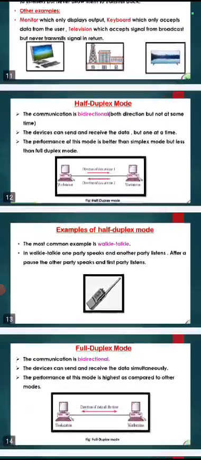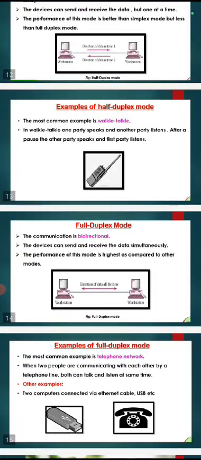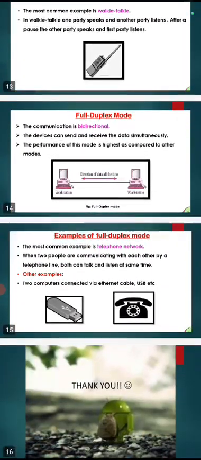Next is half duplex. The communication is bidirectional, that is in both directions but not at the same time. So the device can send and receive data but not at the same time. The performance of this mode is better than simplex mode but less than full duplex mode. An example is the walkie-talkie.